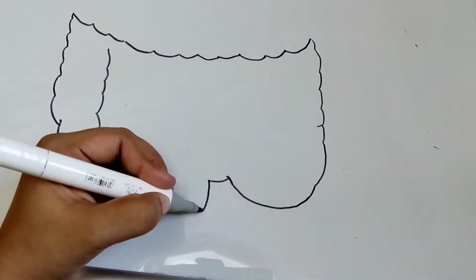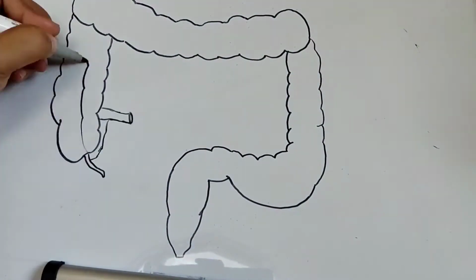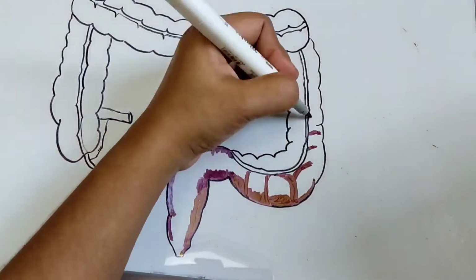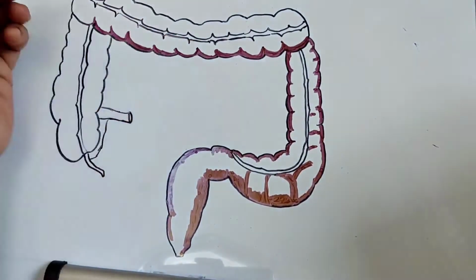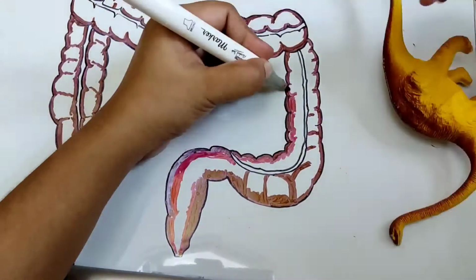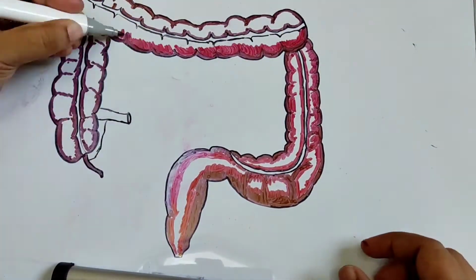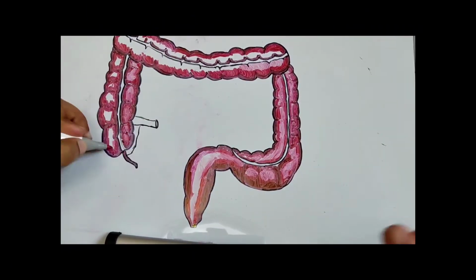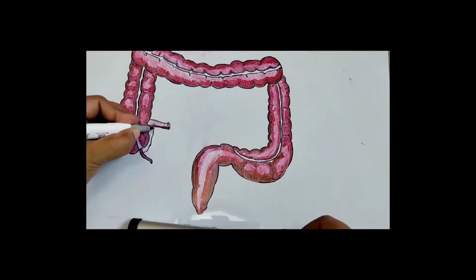Hello everyone, in this video we will continue the anatomy of the large intestine. In the previous classes, we have already discussed the first part of the large intestine, that is the cecum, and also the vermiform appendix. So today we will discuss the second part of the large intestine, that is the colon. So today's topic of discussion is colon.